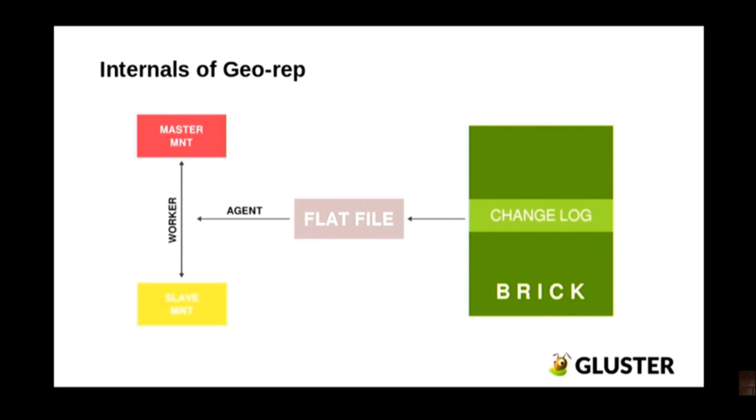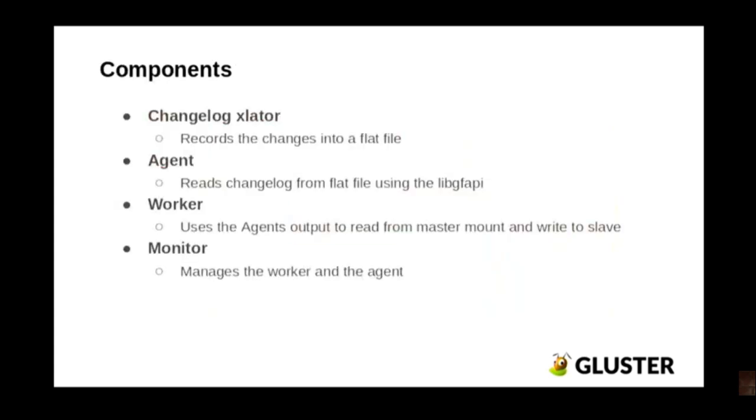And so when we do this through the bricks, the diagram comes into the picture. You have the changelog translator in the brick, which records the changes to the flat file, and then the agent process is going to read the contents from the flat file and give them to the worker. The worker is going to read the contents from the master and write them onto the slave. The worker and the agent are taken care of by the monitor.